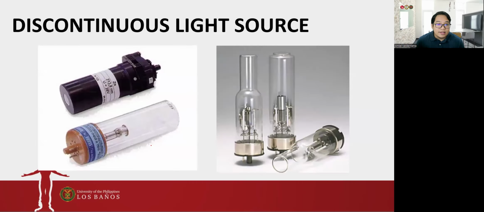Next, we have the example of discontinuous light source. So ito yung example natin. Na yung discontinuous, it only provides a certain wavelength of light. For example, if we want to analyze zinc, it is only available for 213.9 nanometer. So if you're going to use or analyze zinc, you have to make use of this hollow cathode lamp specific for 213.9 nanometer.